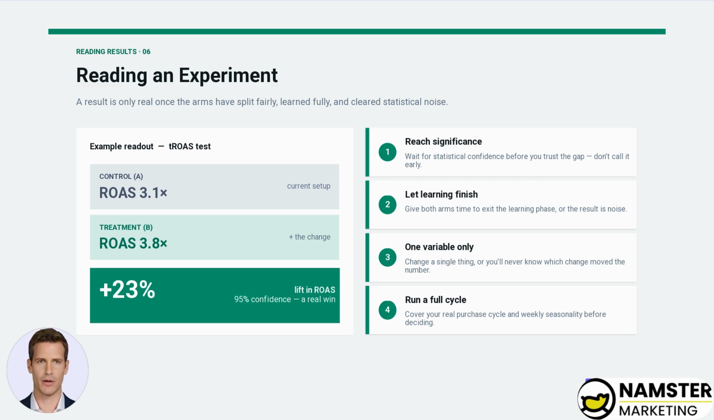Third, change only one variable, or you will never know which change moved the needle. Finally, run a full cycle to cover your typical purchase journey and weekly seasonality. Only then can you be certain that your data reflects reality rather than a temporary fluke.